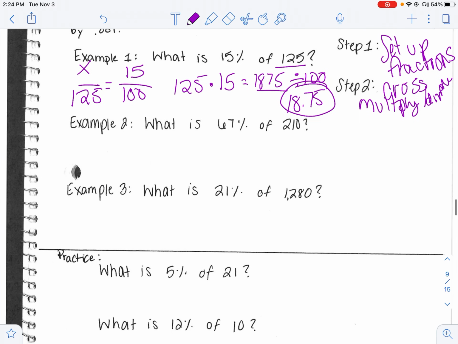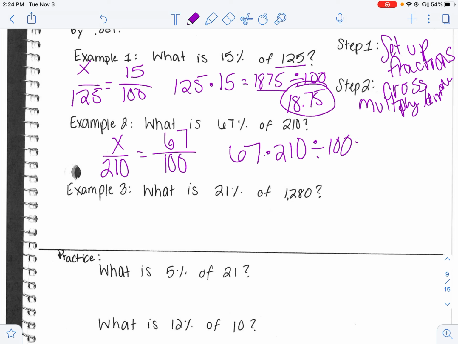Alright, we're going to do the next example using the same sort of setup. So first thing, I'm going to draw my fractions, and I know that 100% has to go on the bottom. And we're looking for 67% of 210. So 67 times 210 divided by 100. Just following the same steps that I just did before. Okay, I get 14,070 divided by 100 is 140.7, which is 67% of 210.